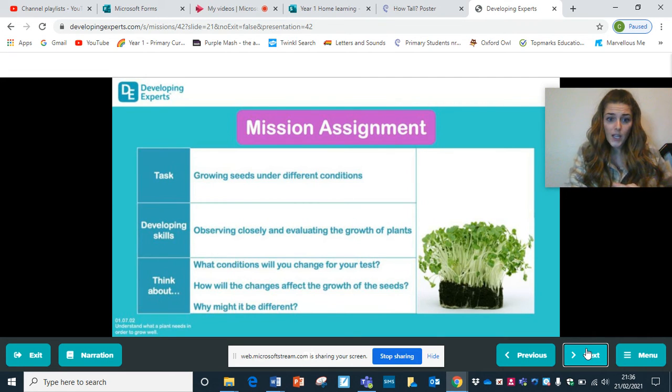That's absolutely fine. So think about what conditions you will change in your test. How will the changes affect the growth of the seeds, and what might be different? Why might it be different?